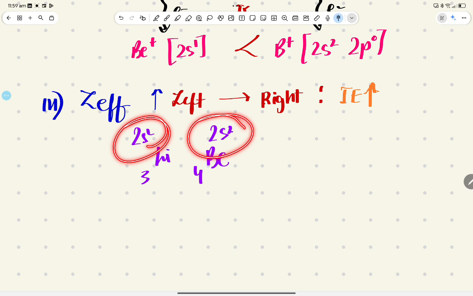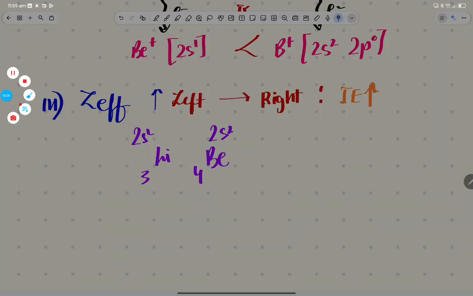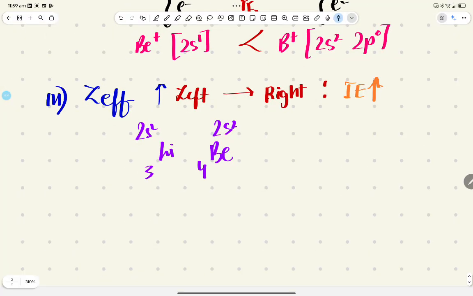Now here, as you can see, both of their configurations are 2s2. Here it's 1 and here it's 2. Now you know that this is a noble gas configuration and it will be difficult to get the electron out from beryllium. And also you can consider the Z effective criterion.